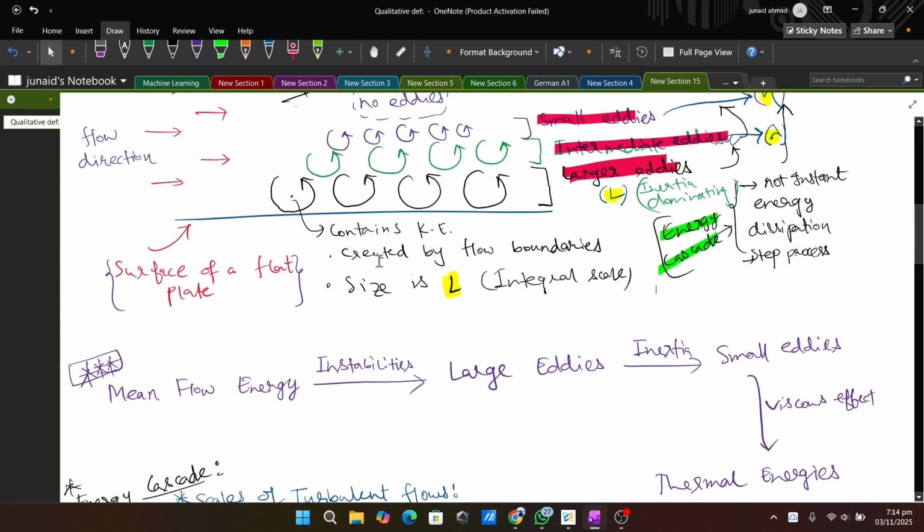And then we saw that this region over here contains RKE. These are the eddies by which we are trying to understand turbulence. They are created by flow boundaries. Size is L, which is basically the integral scale. In case of intermediate, this is the Taylor microscale. In case of smaller eddies, this is basically the Kolmogorov microscale.